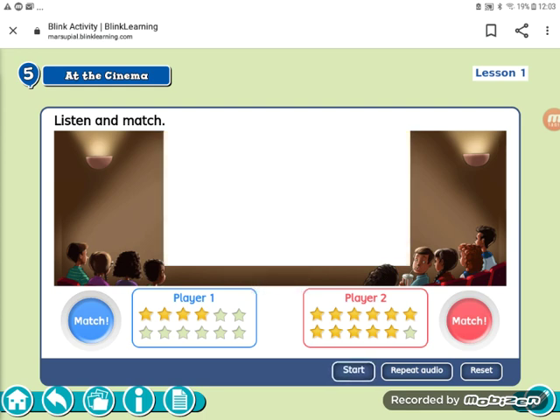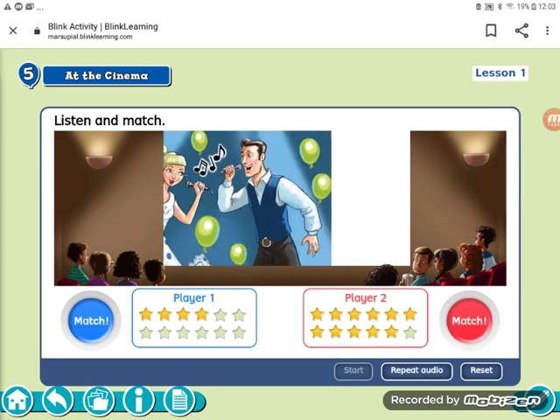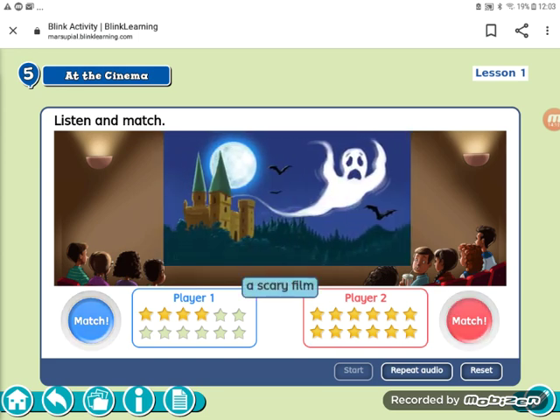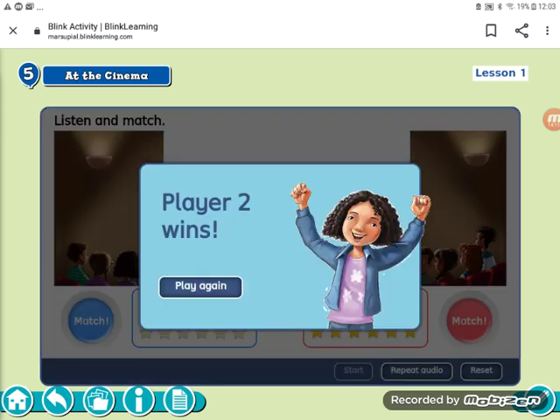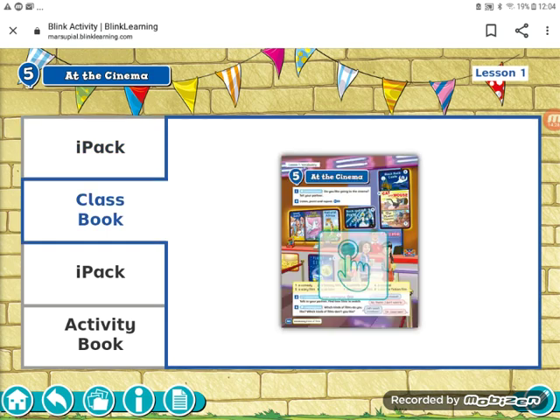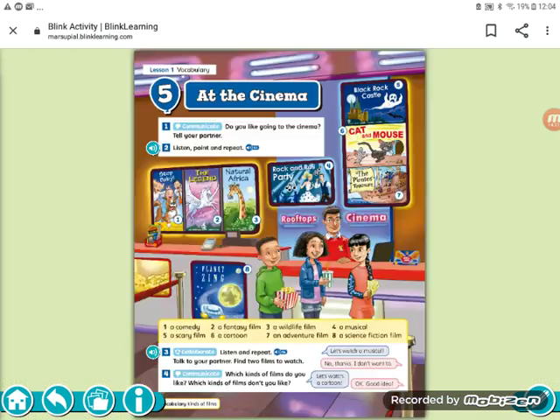A cartoon. A scary film. Ooh, scary film. I don't like scary films. Yes? Okay. Thank you. We got 12 positive. Chica, que hemos ganado 12 puntos. 12 stars. 12 positives. Thank you. Thank you very much. Because without your help, it could be impossible. Yes? Okay. So, let's go.